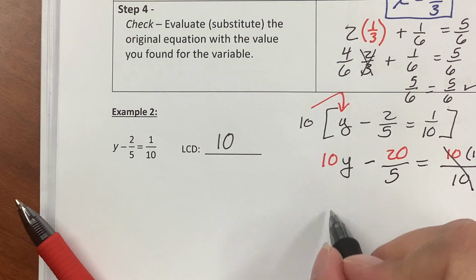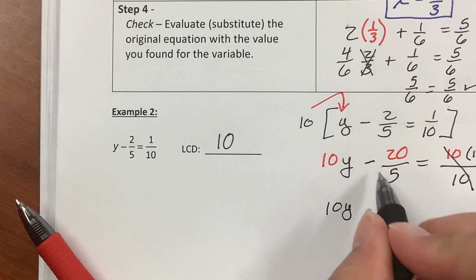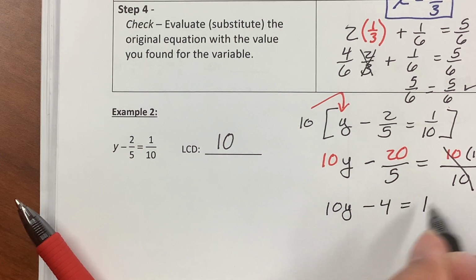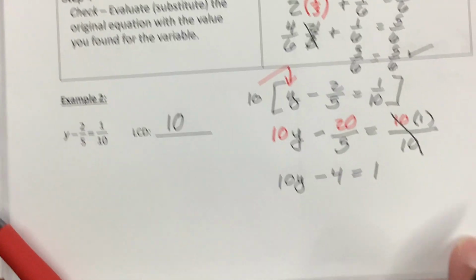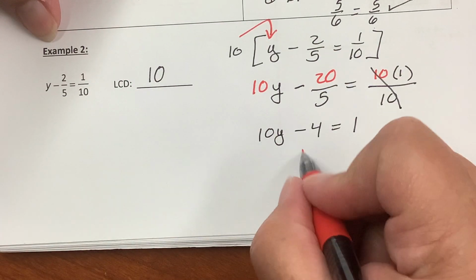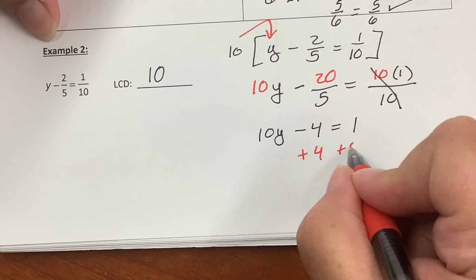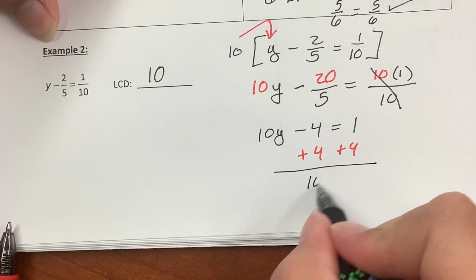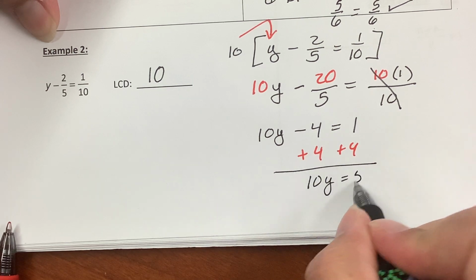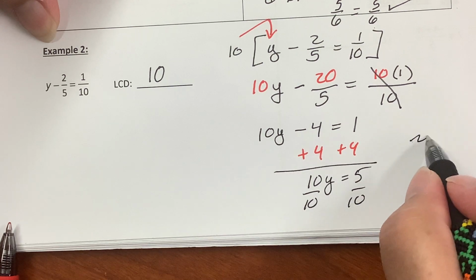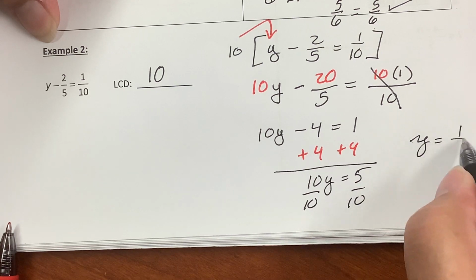All right, 10y, nothing happens to it. Minus 20 divided by 5 minus 4 equals 1. Yay, not horrible. All right, add 4 to both sides. And 10y equals 5. Divide both sides by 10. And you get y equals 1/2.